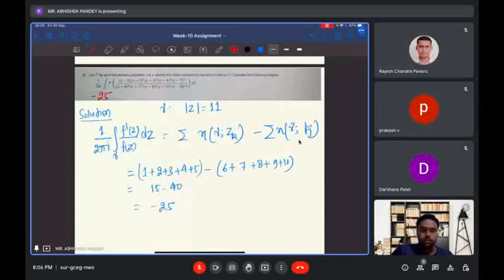Is this clear? Darsana, Rajesh, Prakash, is it clear?